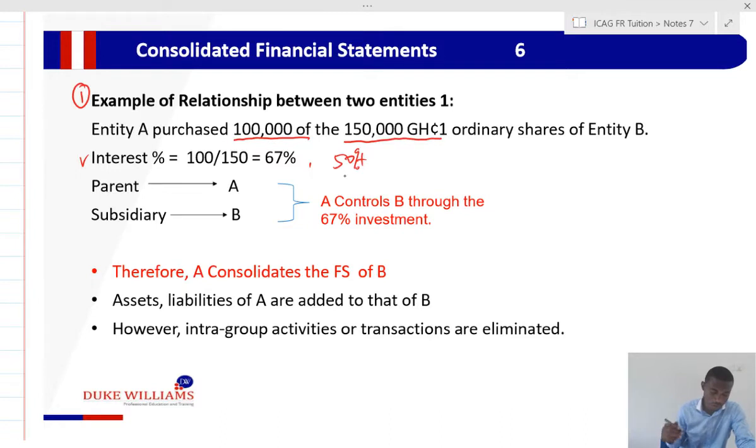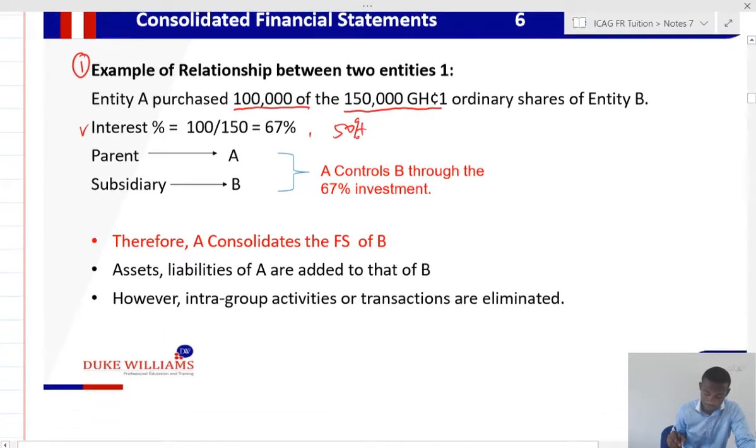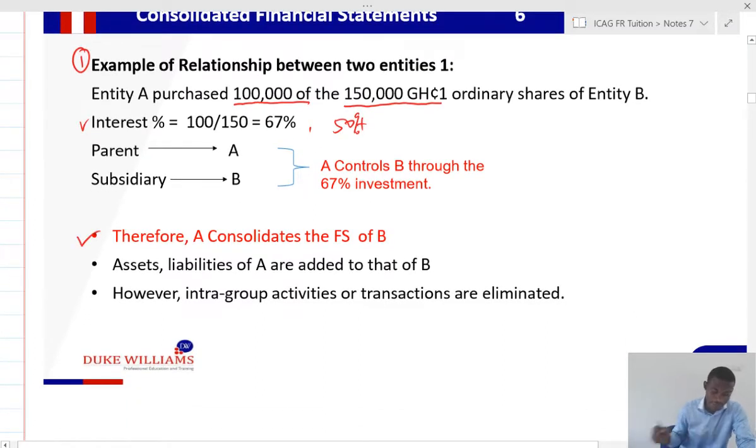So what is our conclusion? Our conclusion is that by virtue of the investment, entity A becomes a parent, entity B becomes a subsidiary. And because of this, entity A controls B through the 67% investment in the ordinary shares. And therefore, when entity A is preparing its consolidated financial statements, entity A should consolidate entity B. So entity B should be consolidated.